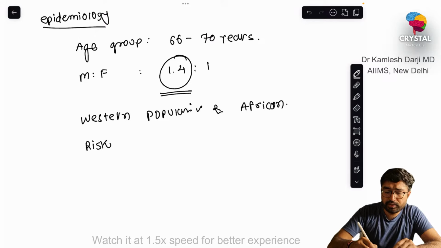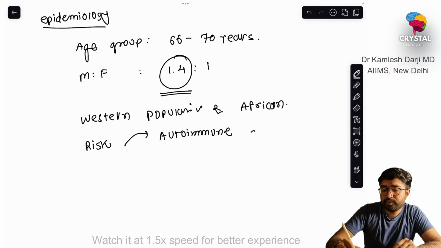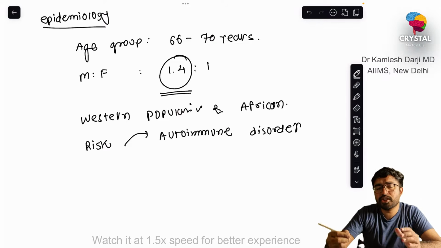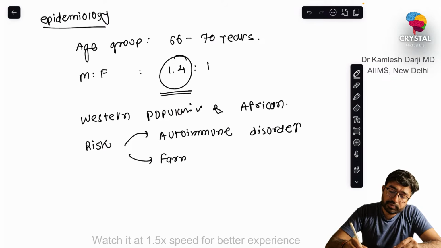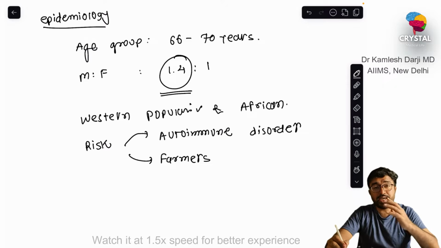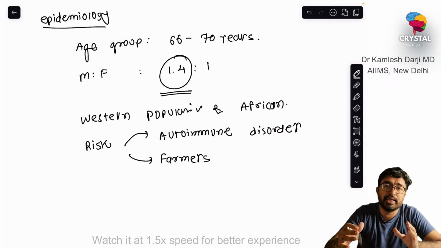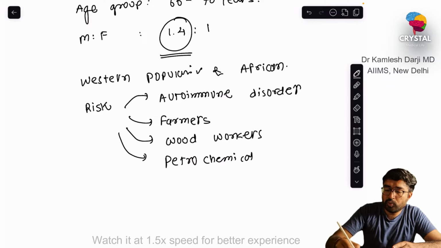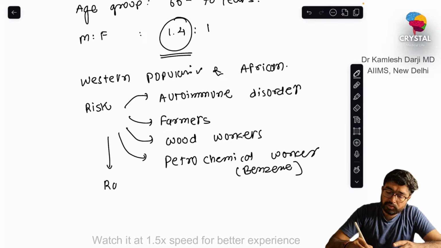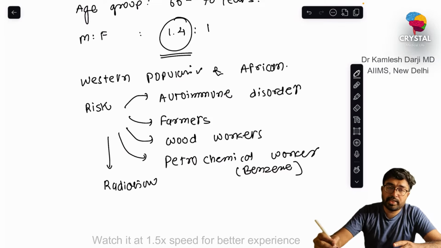Those at risk are persons with autoimmune disorders, because there is constant B cell activation. Farmers, because they are associated with pesticides. Woodworkers and petrochemical workers, because of benzene. Also, there is a radiation hazard.